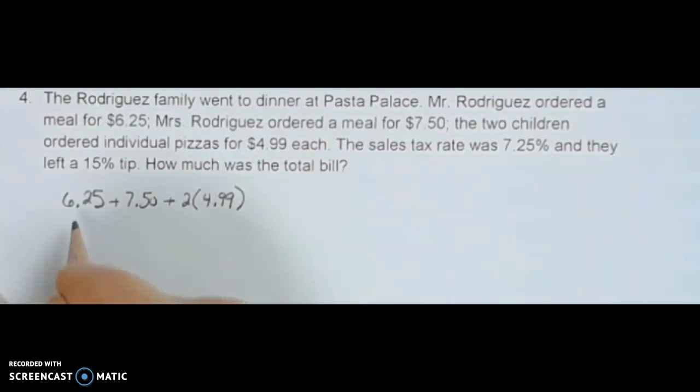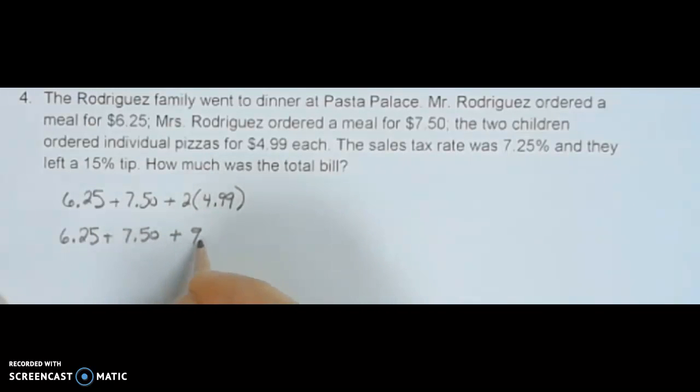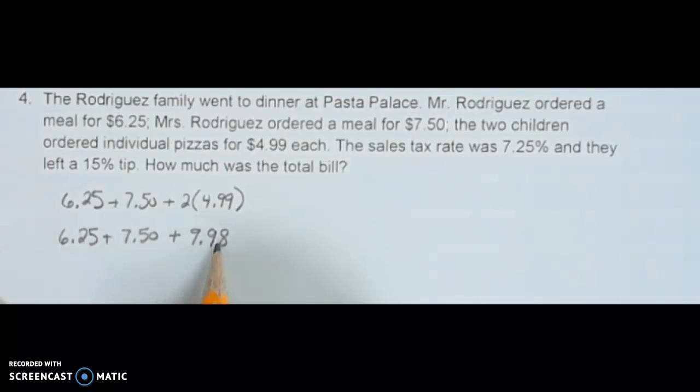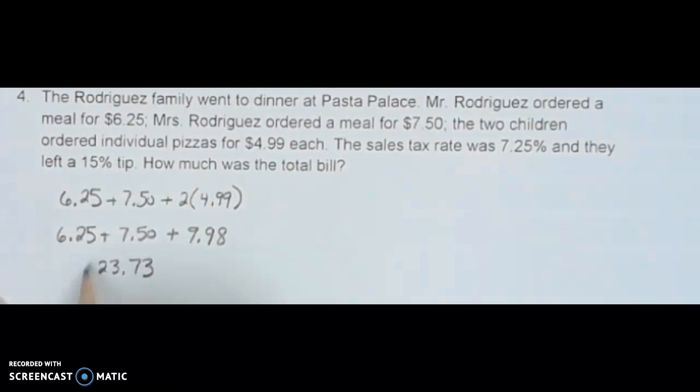$4.99. Okay, so we're going to have our $6.25, our $7.50, plus if you do $4.99 times 2, that's going to give you $9.98. And so when you add the three numbers together, your subtotal is going to be $23.73. So this is the price of the bill right now. Okay, so we've got to calculate the tax and the tip.